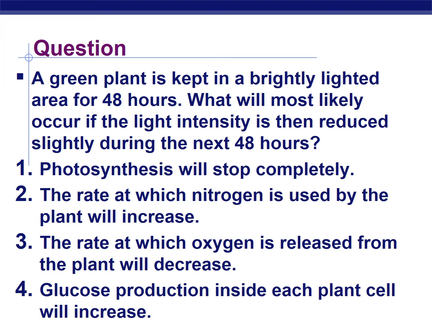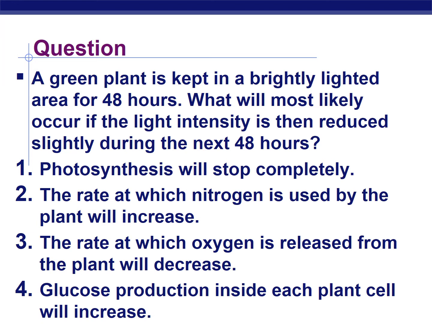Number 2, the rate at which nitrogen is used by the plant will increase. Well, if we think about the formula for photosynthesis, the plant isn't really using nitrogen in that process. So number 2 is not going to be an answer for us. Number 3, the rate at which oxygen is released from the plant will decrease. Well, let's think about our formula for photosynthesis again. Does oxygen get released? Well, carbon dioxide goes in and oxygen comes out, so yeah. And it says the rate at which oxygen is released will decrease. So it doesn't say it will stop, it just says decrease. So that's a possible answer.